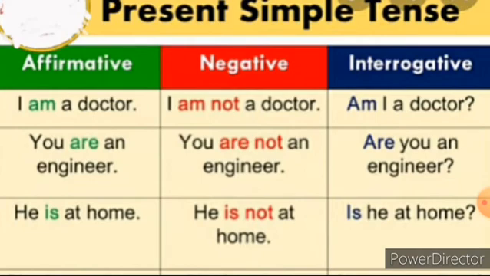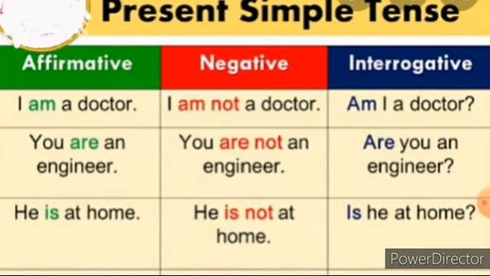The next one, he is at home. Look at the next point, he is at home. Where you have to insert this "not", he is not at home. So the entire meaning is different from affirmative and negative. I am a doctor, I am not a doctor. Look at the difference. Second one, you are an engineer, you are not an engineer.